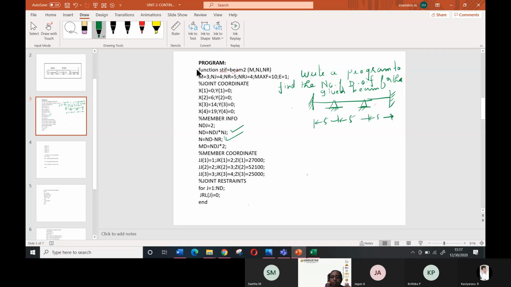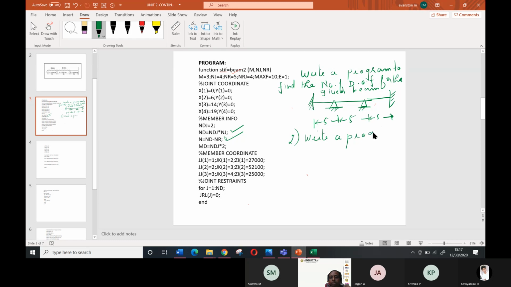So what I am asking is, you need not write the member coordinate. This M you have to find out, NJ you have to find out, NR, NRJ. Then you can directly move on to NDJ and ND and N. Up to this one, can you find it or tell me? Write the program and tell me. Don't calculate and tell me. Write a program.